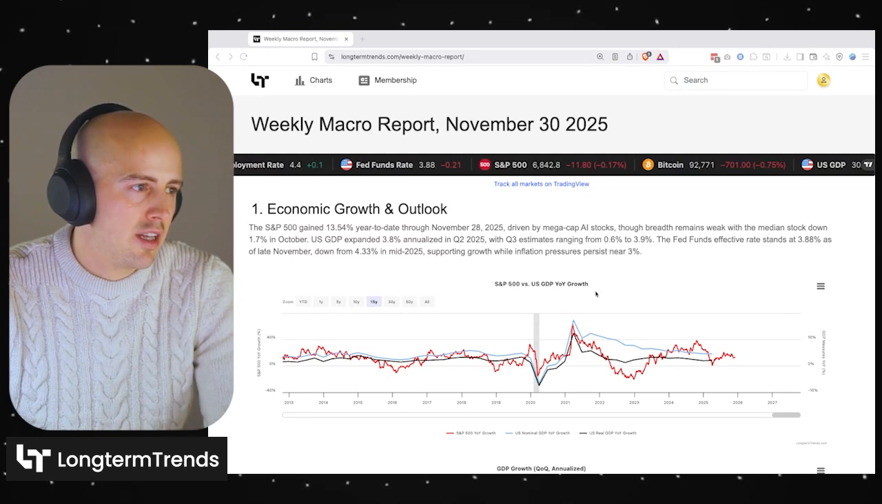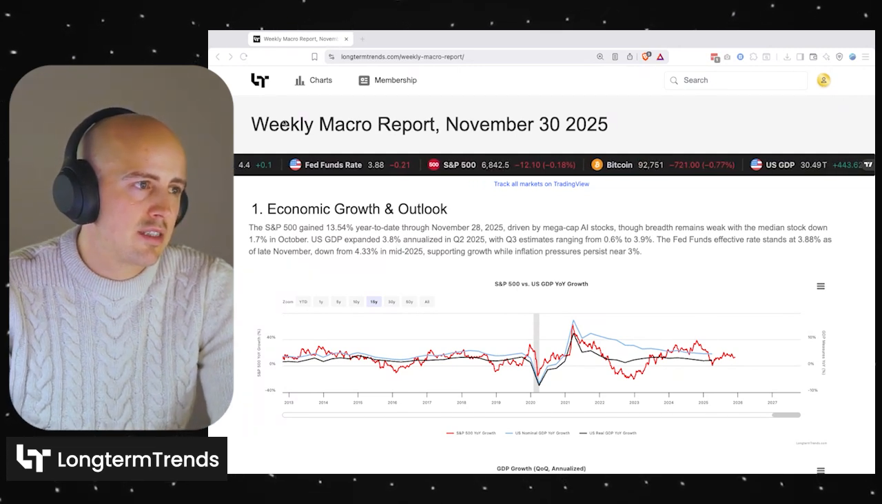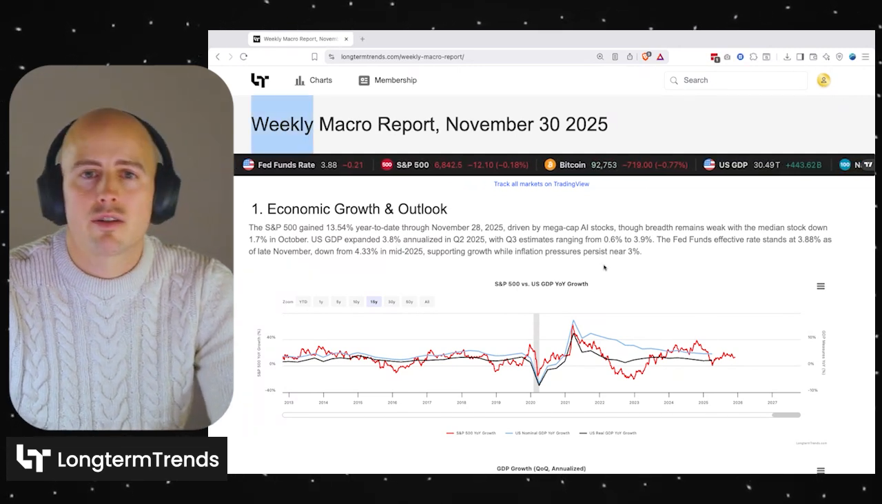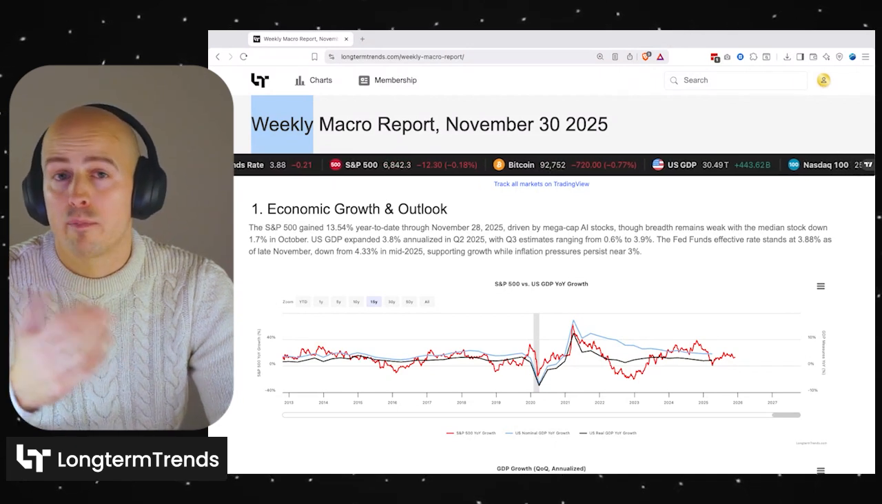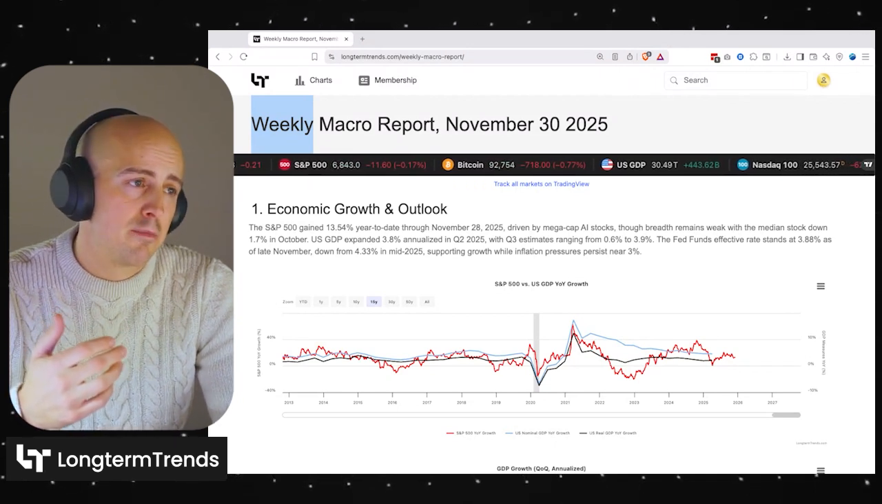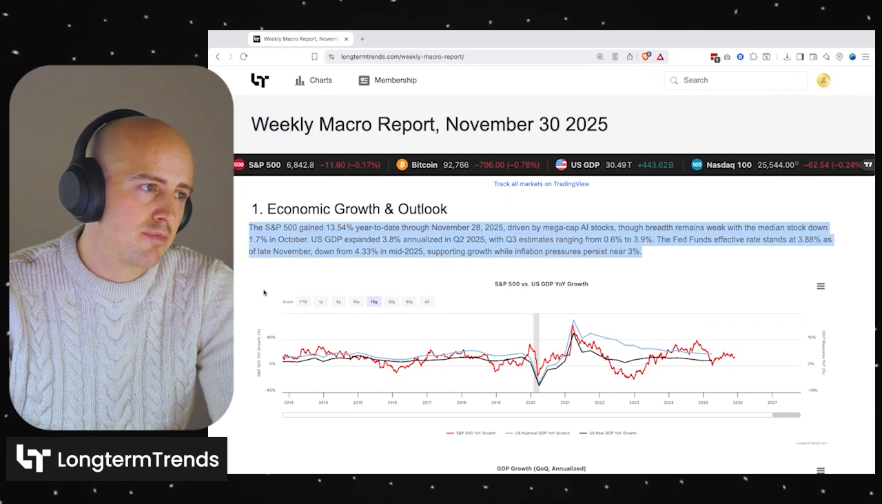So what is the weekly macro report? It's a combination of all the most interesting charts on LongtermTrends. On LongtermTrends you can find a lot of macro data about stocks, about bonds, about commodities, about crypto, and there's a summary of all of that right here. It's weekly because the paragraphs are updated using the Perplexity API actually every Sunday, so that's why it's weekly.